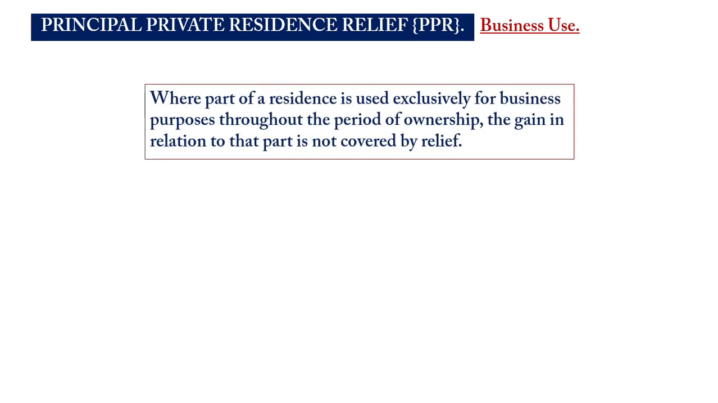Now, here the building was used for residential purposes, so we only disallowed the relief due to non-occupation or absenteeism. Now, if the building is not solely used for residential purposes, but it is used for business purposes, then we will disallow the part of the building that is being used for business purposes. So after you have calculated the PPR, then you disallow the period for the business purposes.